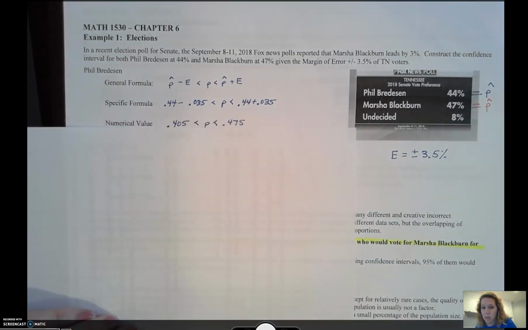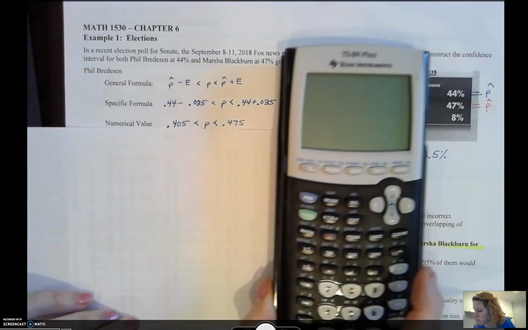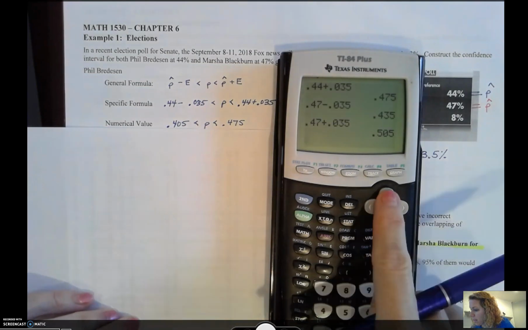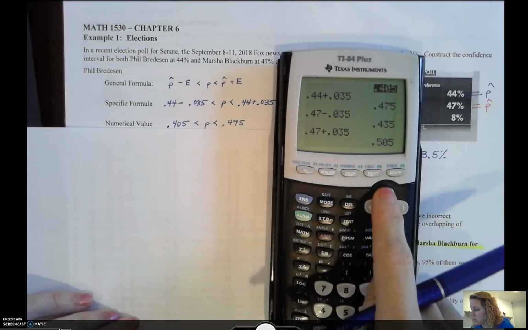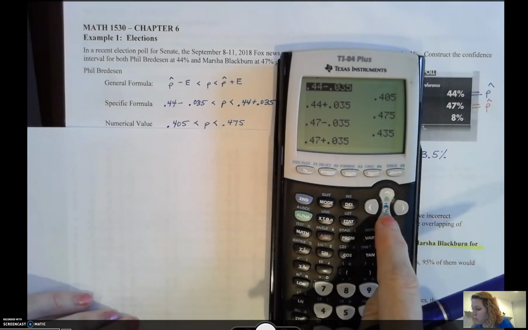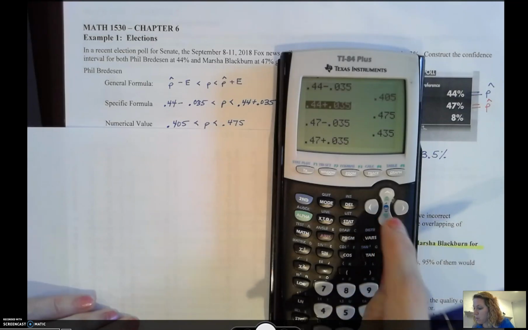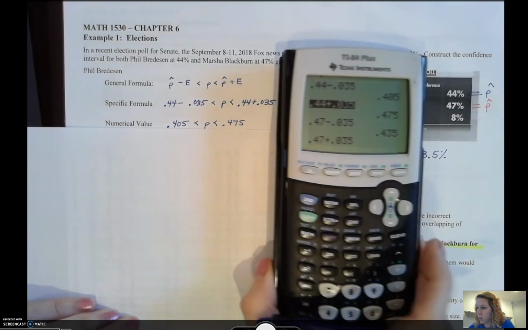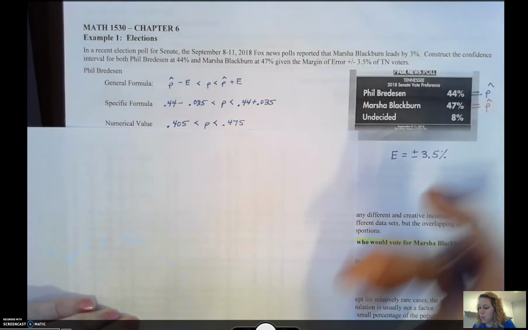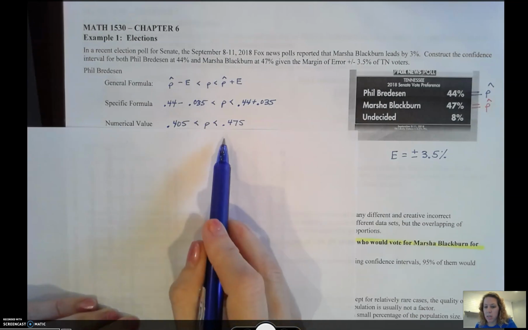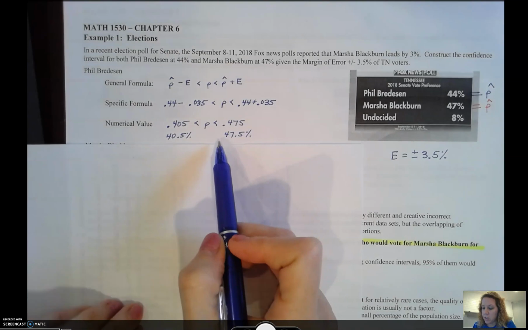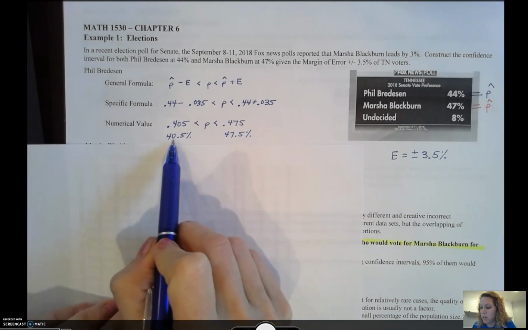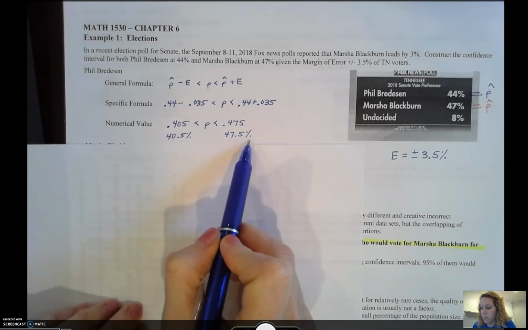Do the calculations on our calculator. And we're going to get 0.405 and 0.475. So again, we're figuring out a range or interval that the population percentage would be in. So the people that would vote for Phil Bredesen in Tennessee would be between 40.5% and 47.5%.